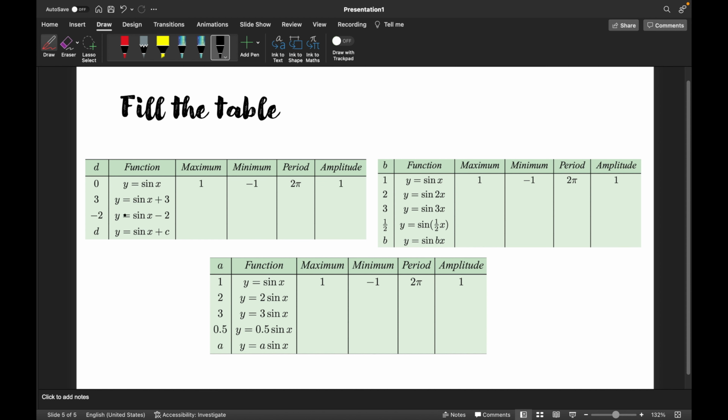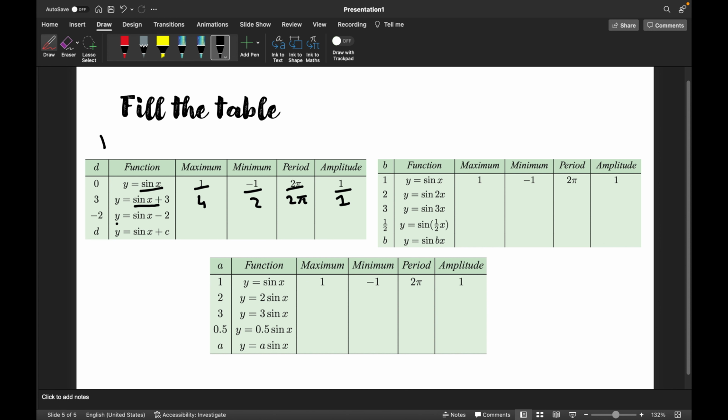So the first question is y = sin x. The maximum would be 1, the minimum would be -1. The period is 2 pi and amplitude is 1. Now let's look at the second one, which is y = sin x + 3. We know that the max of this would be 1, so 1 plus 3 is 4, and the minimum value of sin x is -1, so -1 plus 3 would be 2. The period and amplitude would remain the same.